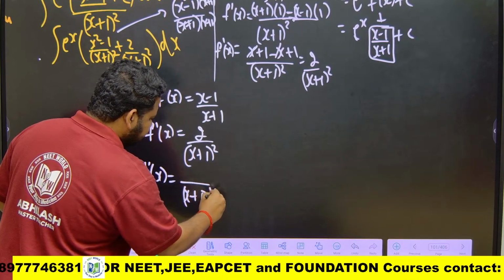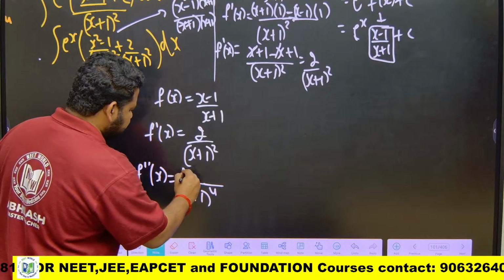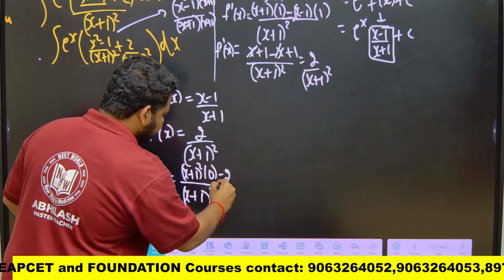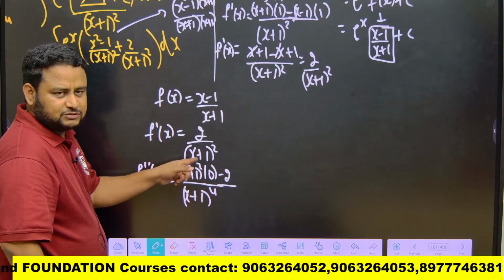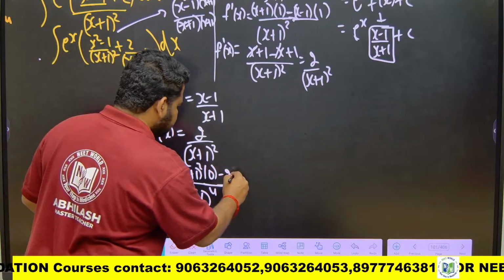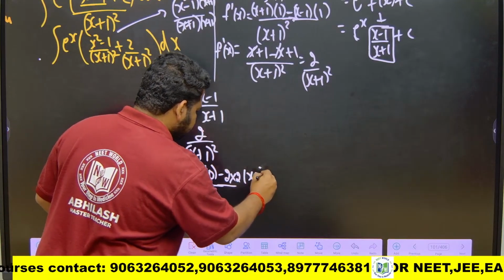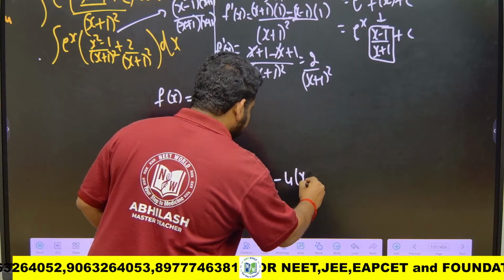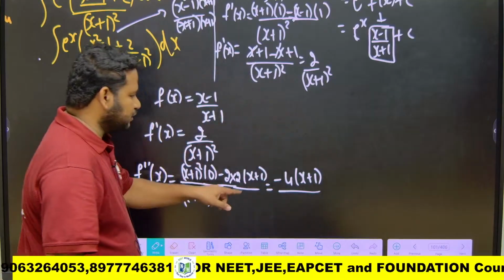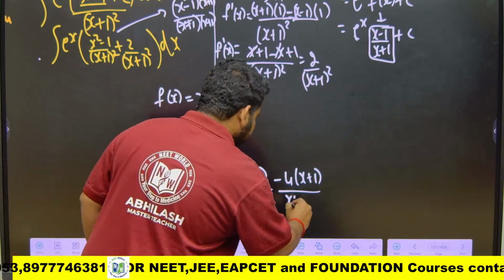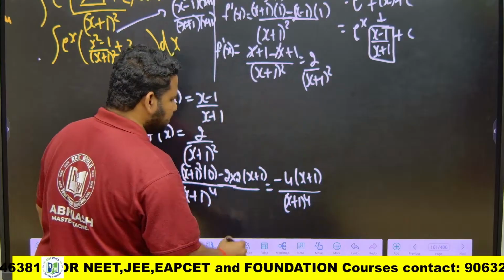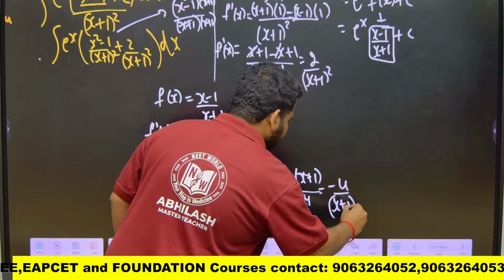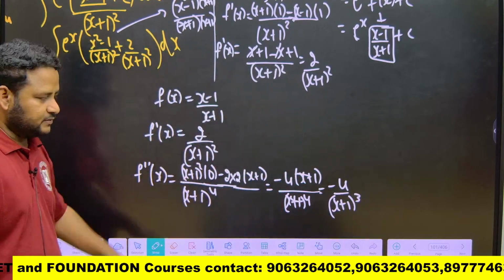On this, squaring means it will become to the power of 4, and x plus 1 whole square into the derivative of 2, which is 0, minus 2 into x plus 1 whole square, whose derivative is 2 into x plus 1 into 1. So this will become minus 4 times x plus 1 by x plus 1 to the power of 4. I can cancel, and I will get minus 4 by x plus 1 whole cube. This is what I got.